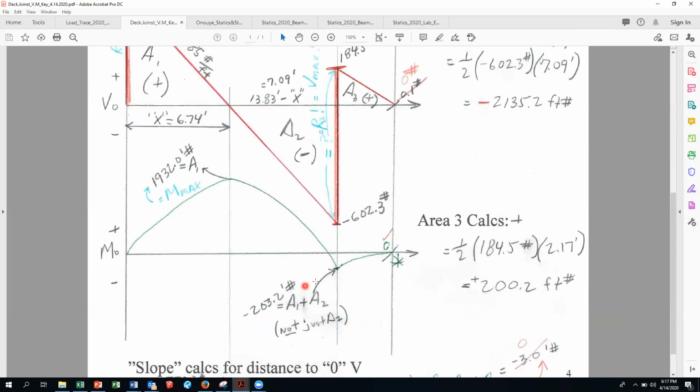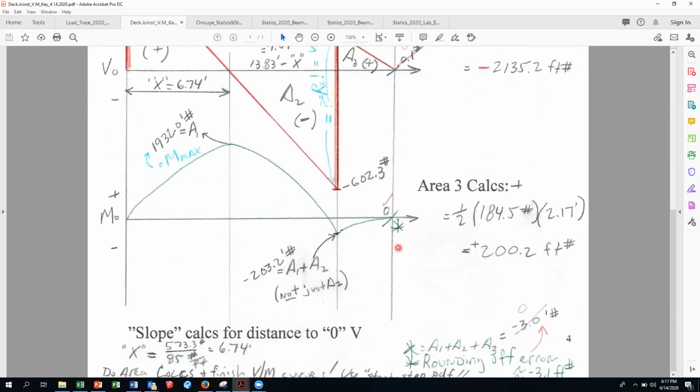And it makes sense because the moment value at this point is the summation of all the areas. Area 1 plus area 2 plus area 3. If you take all of those areas, I came out with about a -3 foot-pounds. That's a rounding off error. Some of you came up to here, and then you came down to here, then here. Some of you were missing part of the moment curve. Try to find the pattern. That's the key.